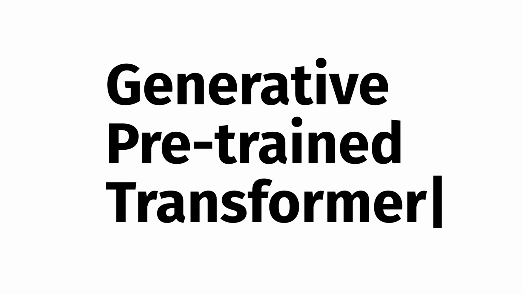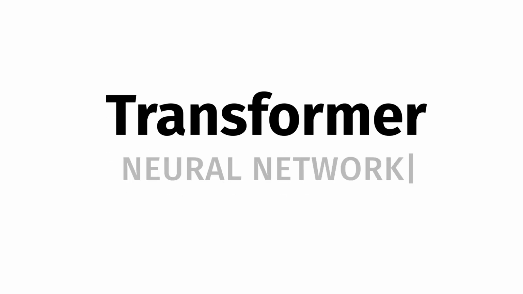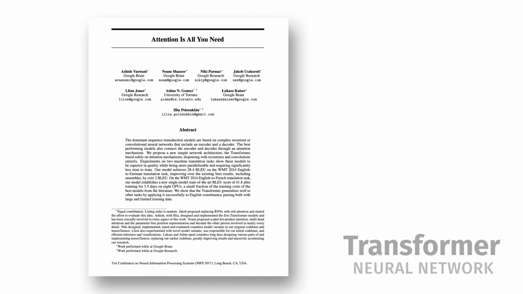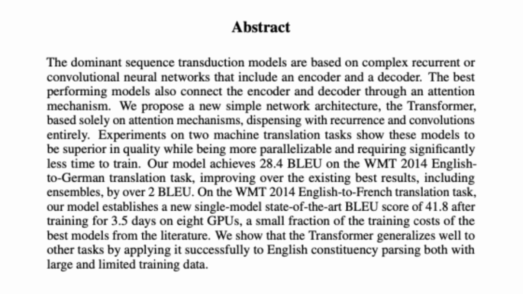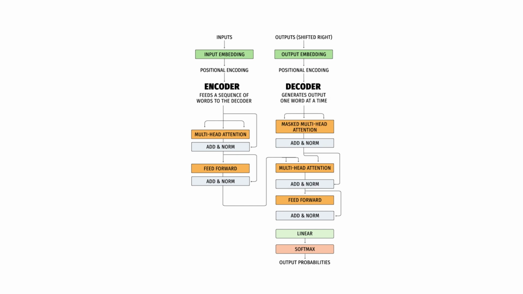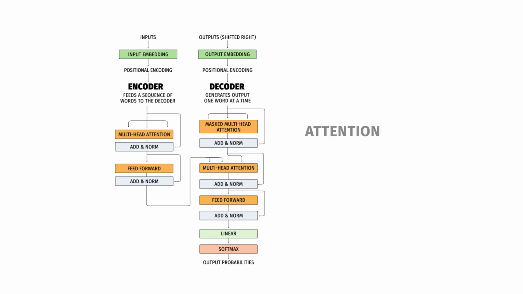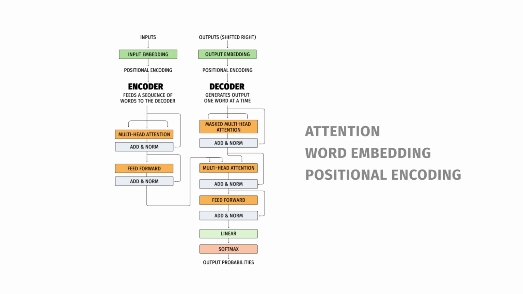GPT stands for Generative Pre-trained Transformer. The transformer is a type of neural network that has revolutionized machine learning. In 2017, a paper titled "Attention is All You Need" was published. The paper laid out what the transformer model is, along with the groundbreaking development in machine learning known as attention. This is the transformer model. Along with attention, its main functions are word embedding and positional encoding.